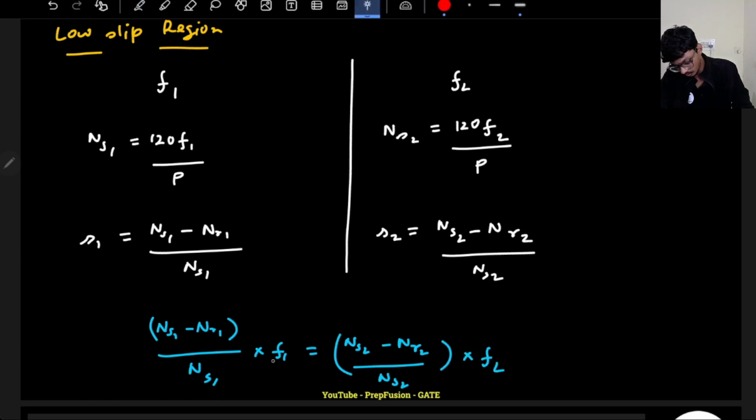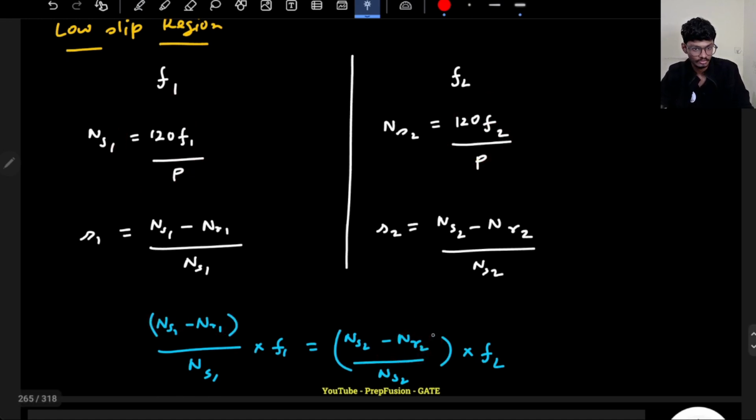So basically f1 and f2 will be given to me, ns1 I can find out, ns2 also I can find out, nr1 will be given to me, and I have to find out nr2. So from this equation I can find out nr2. Okay, so that is how you solve it.